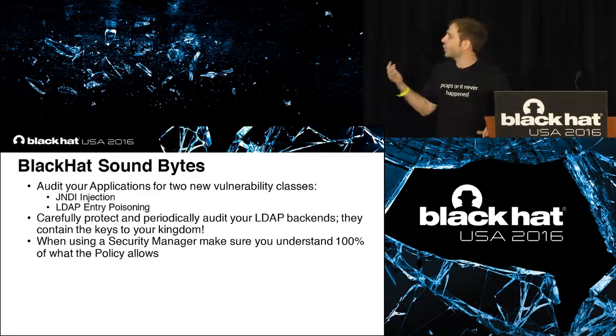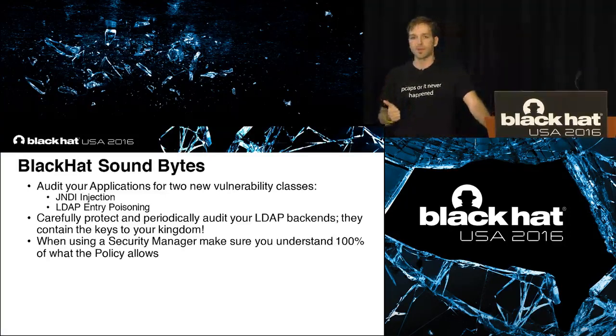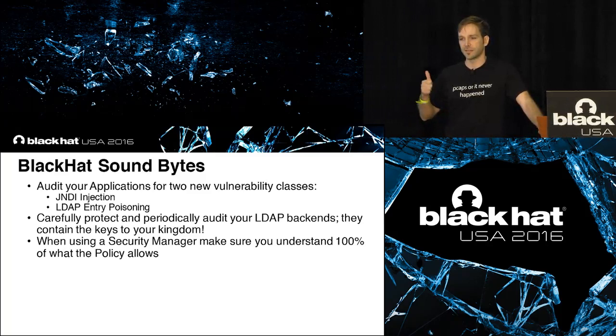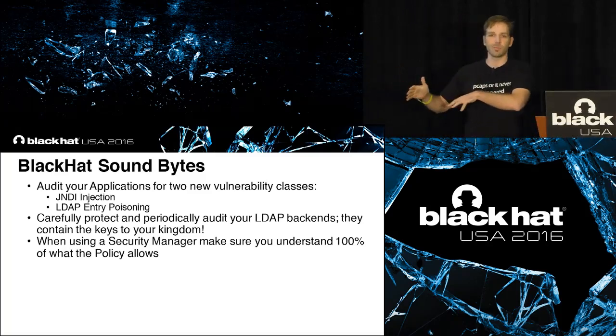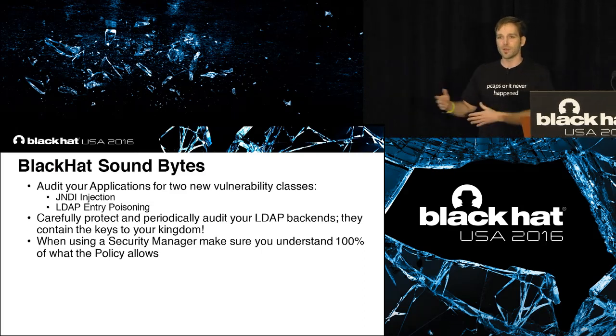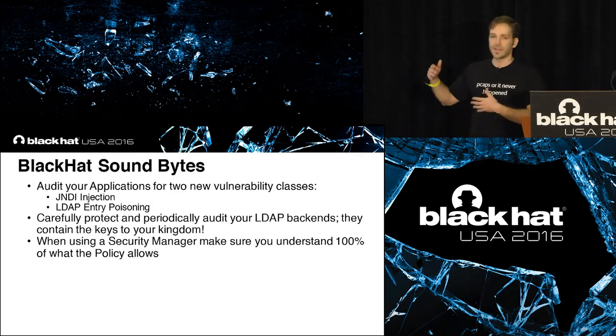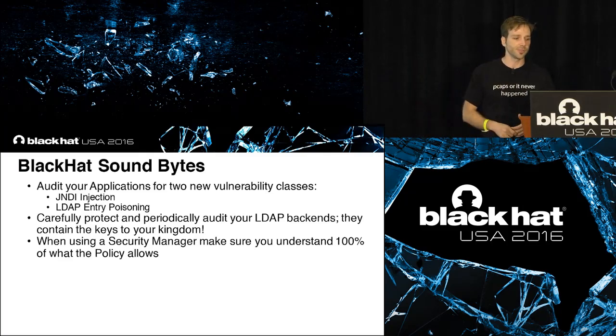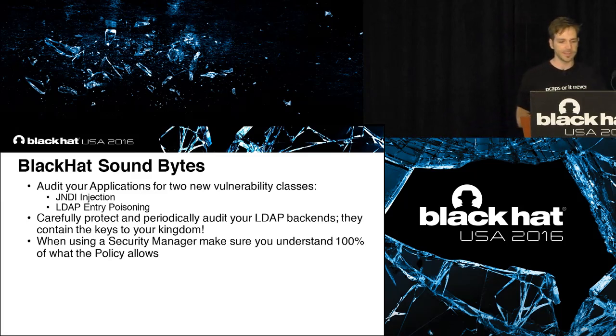And just the main takeaways: audit your application for these two new types of vulnerabilities. Remember that the first slide was that these attackers, these Pwn Storm attackers, were actually using these JNDI tricks against the NATO and White House employees. So they know about these tricks, and probably they know about JNDI injection and LDAP entry poisoning. So just verify that you are not vulnerable to these vulnerabilities.